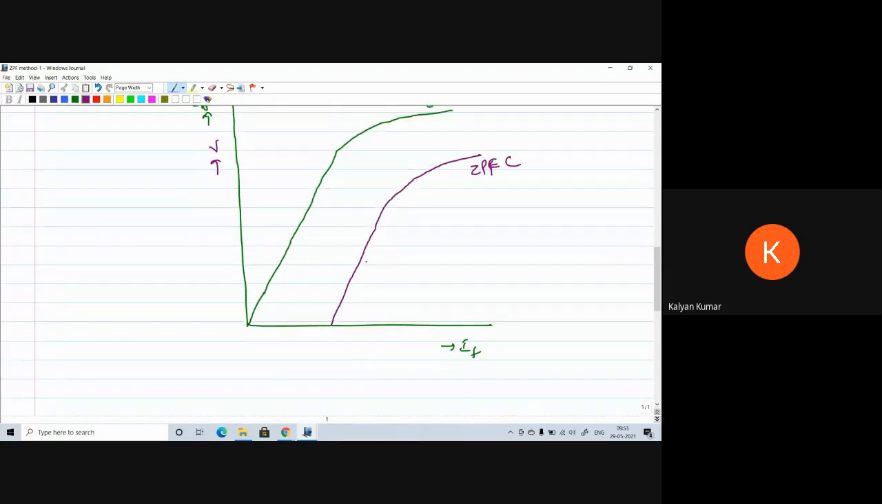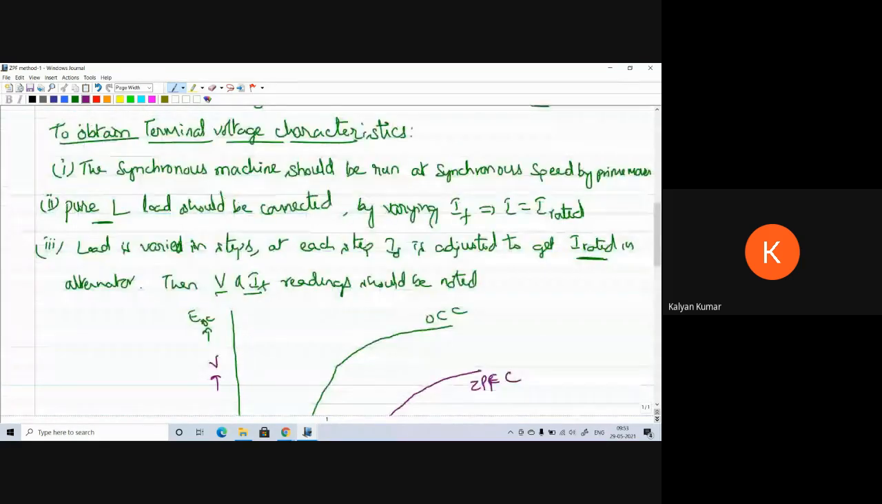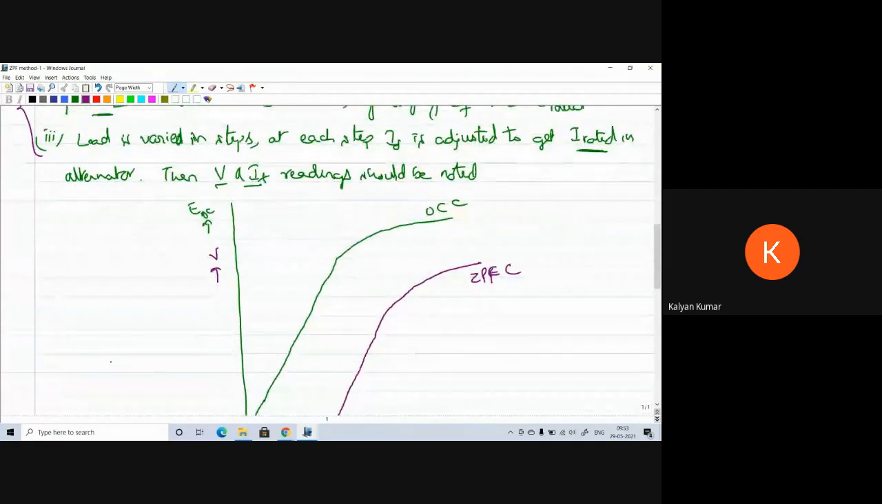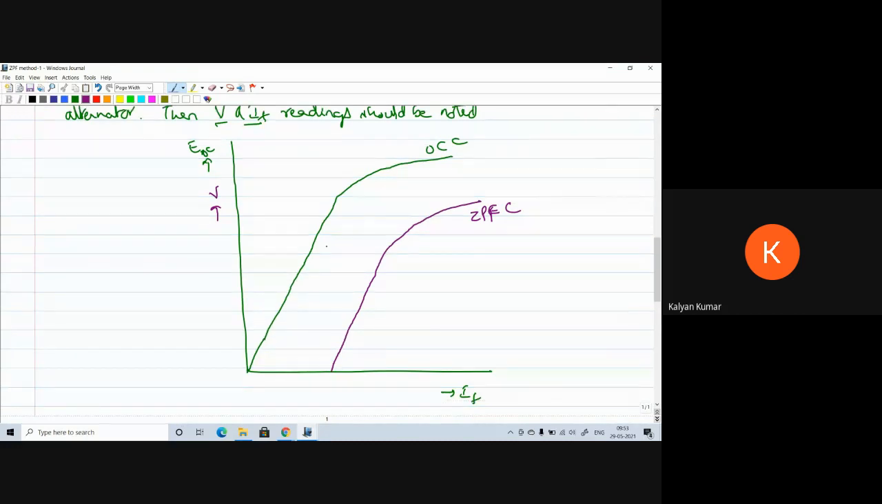But in actual practice, we need not conduct all this procedure. ఈ procedure అంతా చేయాల్సిన అవసరం లేదు. To get the ZPFC curve, all that we require is only 2 points. If we know only 2 points on the zero power factor curve, then we can draw the zero power factor curve. Even if we do not know many points on the ZPFC curve, if you know only 2 points, then you can also plot the zero power factor curve.